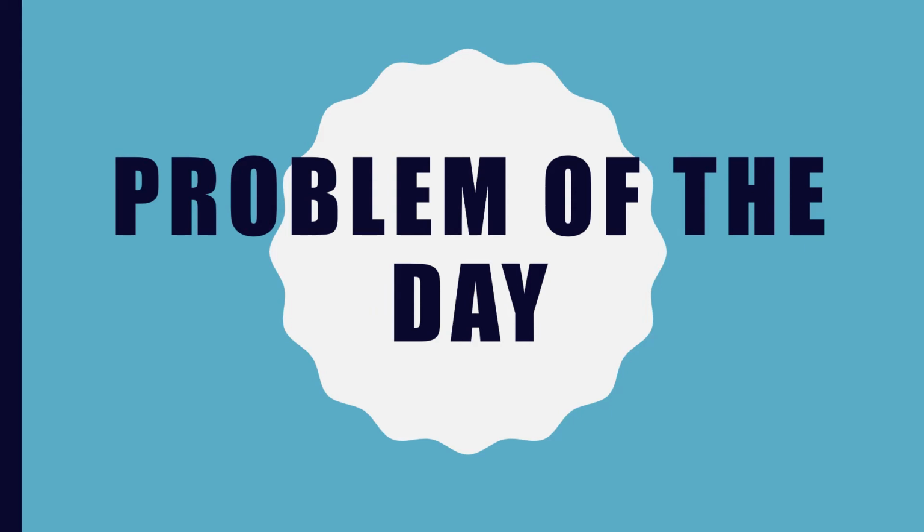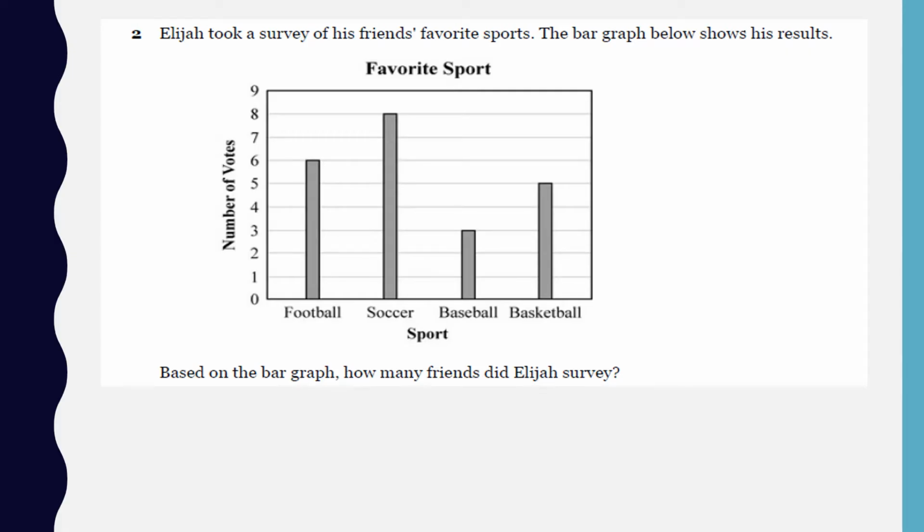Scholars, now it's time for problem of the day. Please follow along as I read on the next slide. Elijah took a survey of his friends' favorite sports. The bar graph below shows his results. Based on the bar graph, how many friends did Elijah survey?